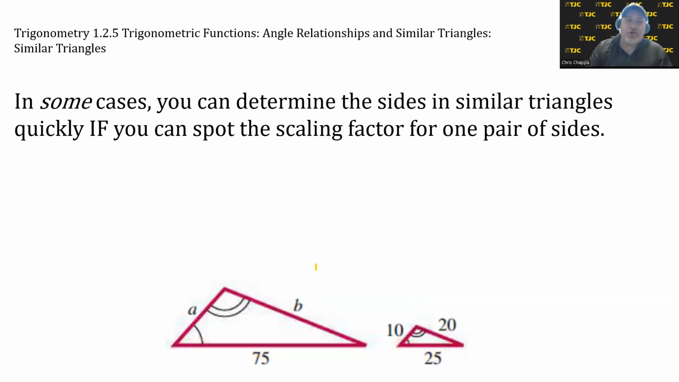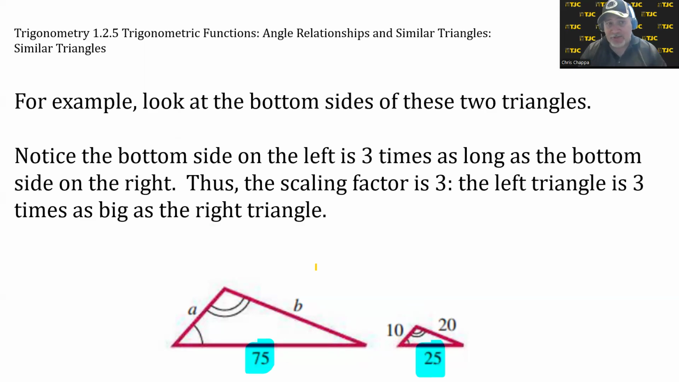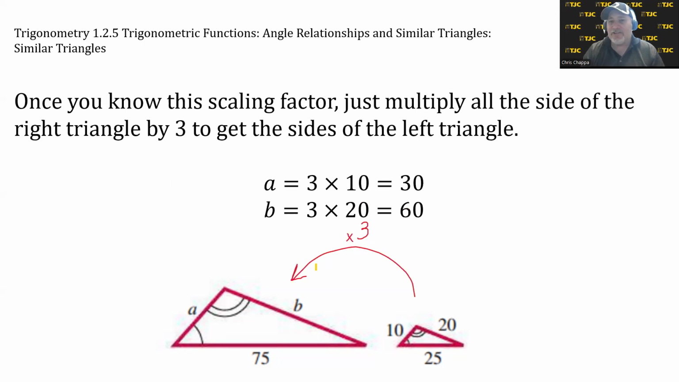Now, some of you might have noticed a trick. In some cases, you can determine the sides if you can spot a scaling factor for one pair of sides. For example, look at the bottom two sides. The bottom side on the left triangle is 3 times as long as the bottom side on the right triangle. Thus, the scaling factor is 3. The left triangle is 3 times as big as the right triangle. So we can multiply by 3 to go from the smaller to the larger, and that would instantly give us that A is 30 and B is 60. You can't always spot a scaling factor, but if they're similar, one exists. It might be a decimal or a fraction.